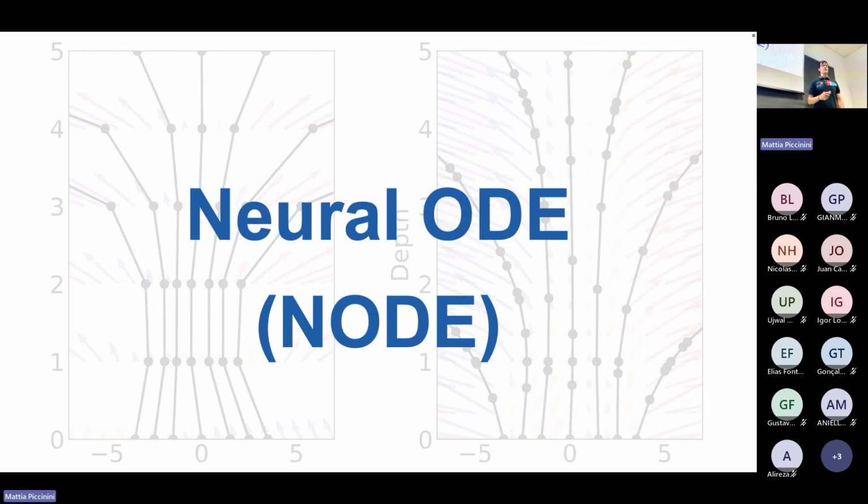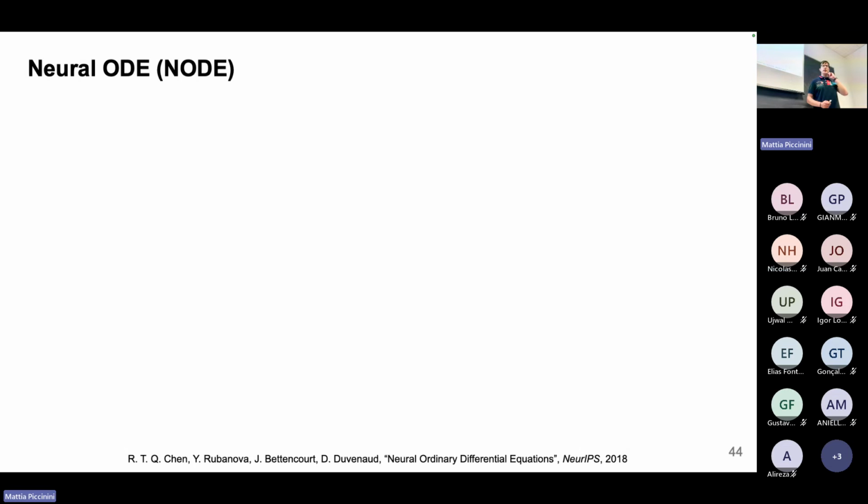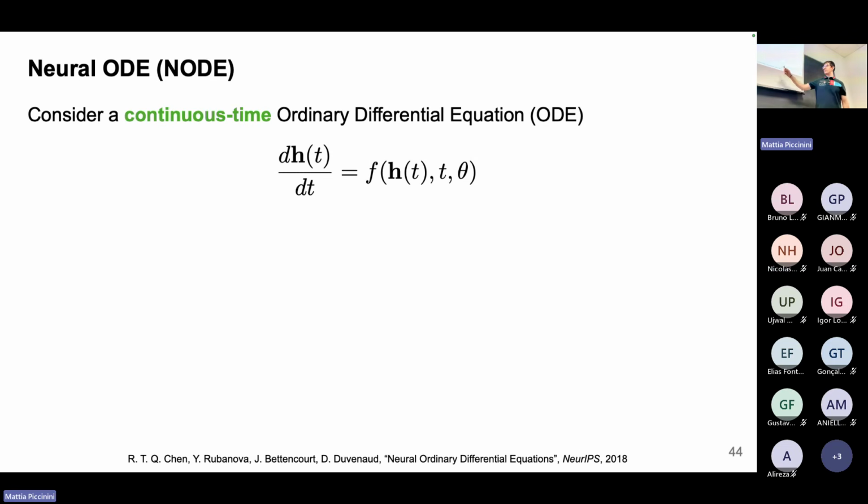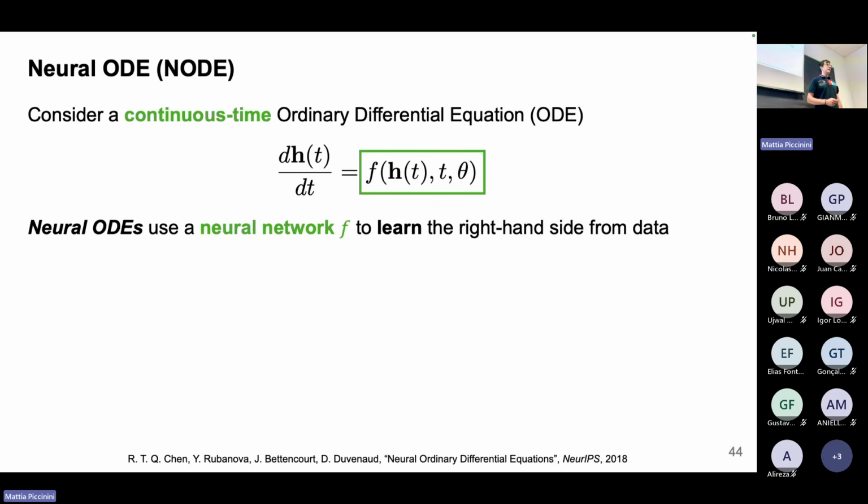Yes, let's start from what we call neural ODEs, NODEs. In this case, it's taken from a paper in NeurIPS 2018. And the idea here is to start from a continuous time ordinary differential equation of this form, very general, where h is the state, and it can depend on time and on some parameters theta. And neural ordinary differential equations simply mean let's use a neural network to learn the right-hand side. So let's substitute it with a neural network. Fine, very simple.